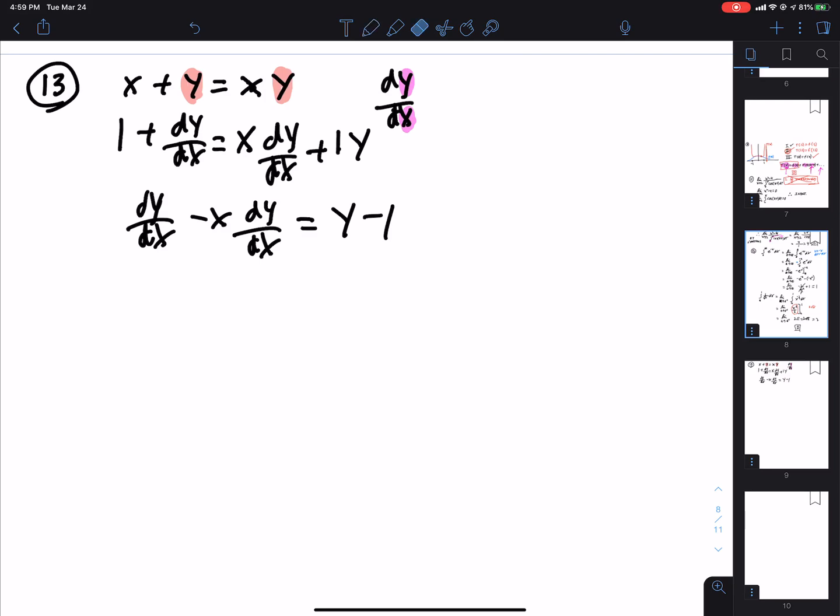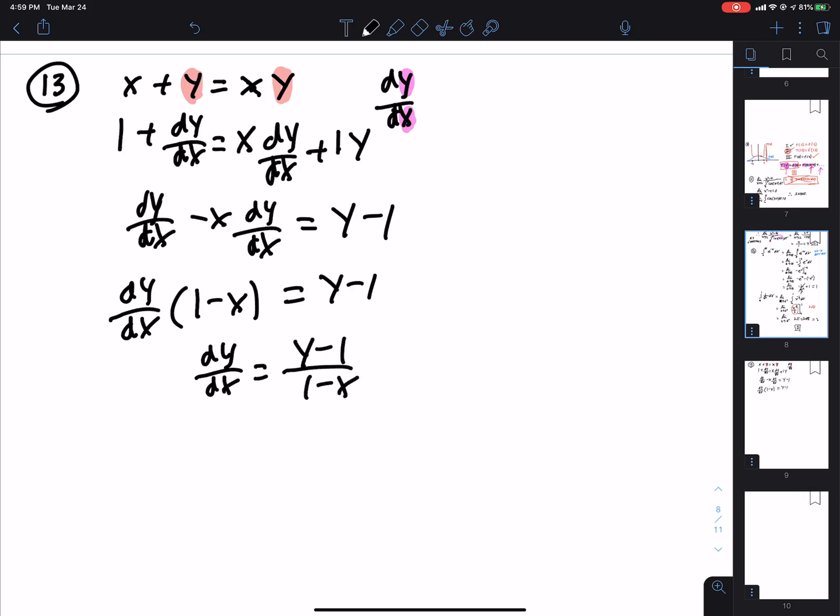I then factor out the dy/dx. I'm left with 1 minus x. Divide both sides by 1 minus x, and see if that matches up. y minus 1 over 1 minus x.